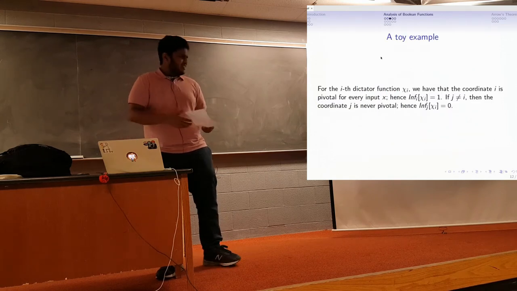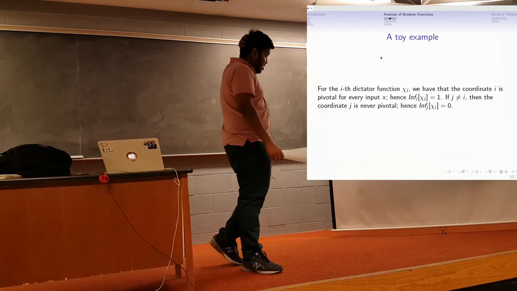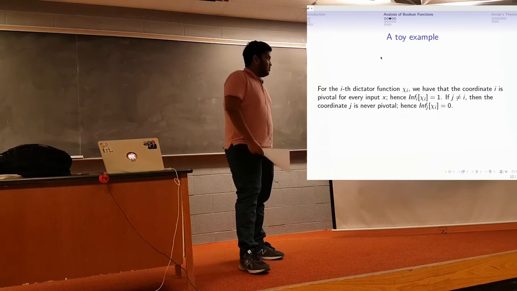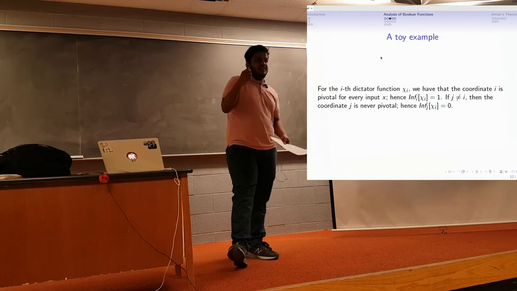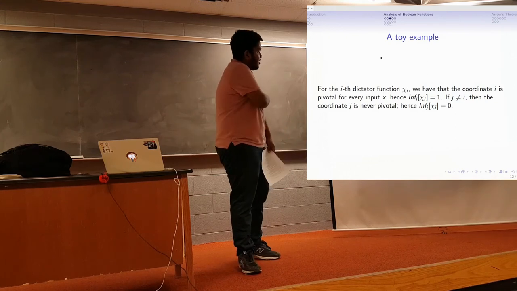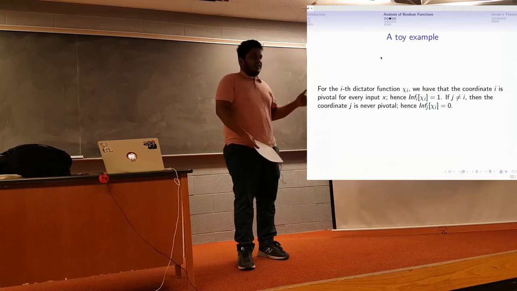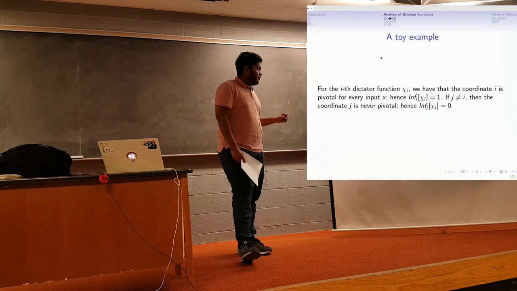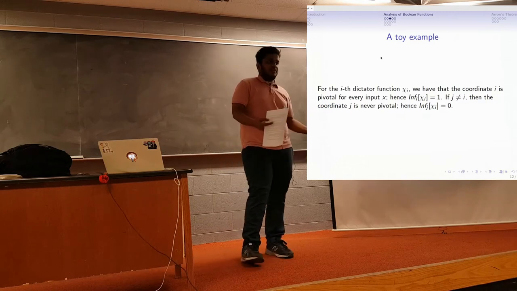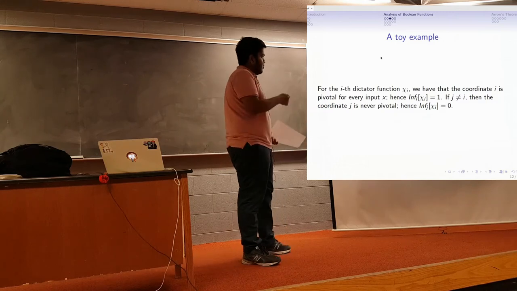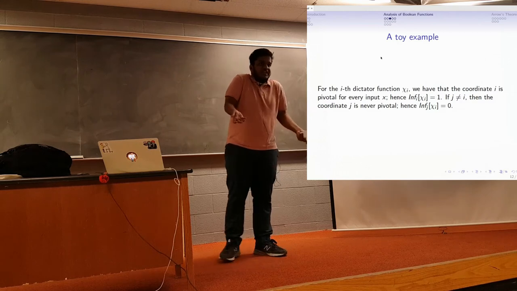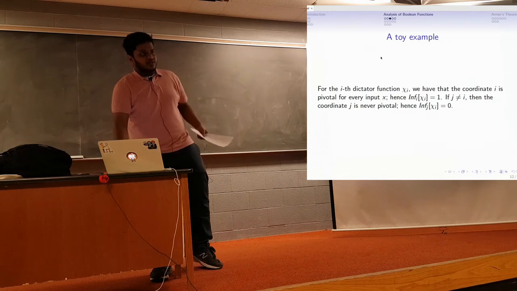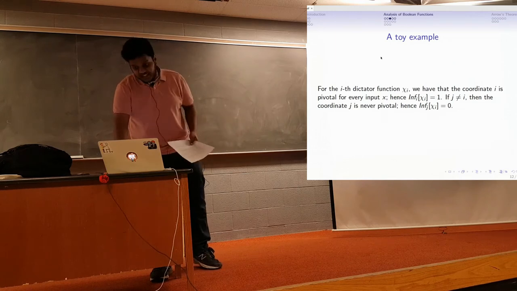So a toy example is just the ith dictator function. The coordinate i in the dictator function chi_i, which takes the ith coordinate and returns it, is pivotal for every input x, because if you flip the ith coordinate, the result of the dictator will also flip, right? And if j is not equal to i, then j cannot be pivotal, because if you flip j, it will have no effect on the dictator function, right? So that's an example to clarify what influence exactly is.